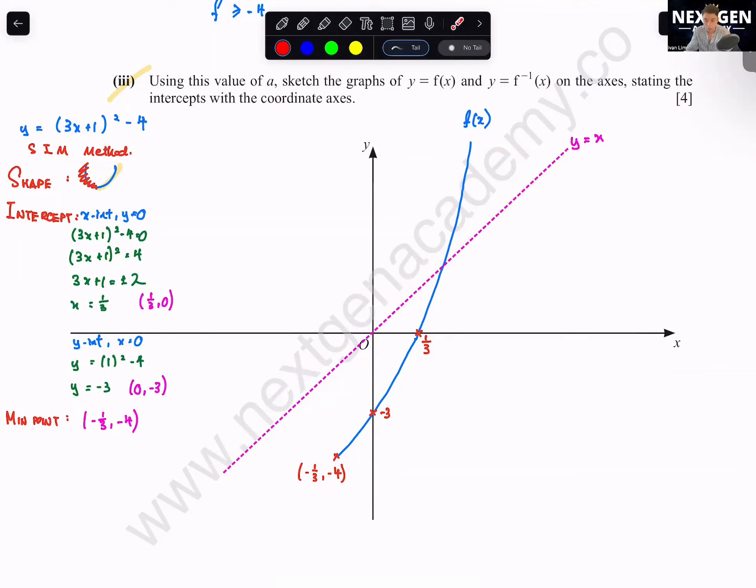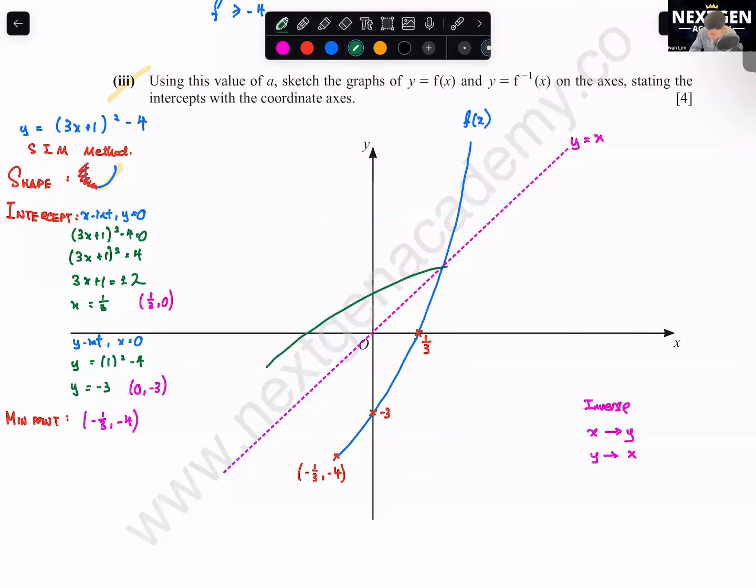What will change in inverse? For inverse, x will become y, and y will become x. X becomes y, y becomes x. So the points that you need to plot out now are like this. I will draw the graph first.